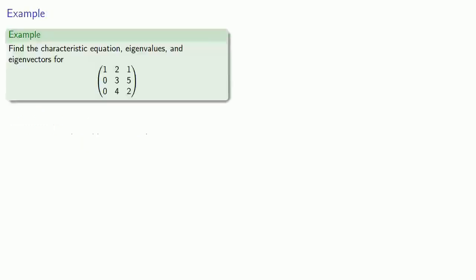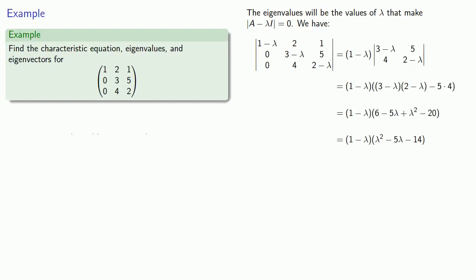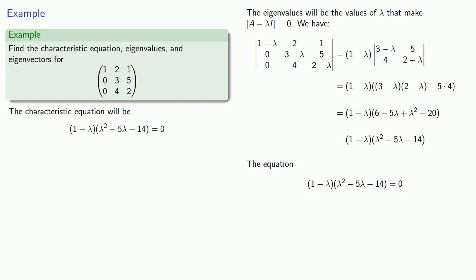For example, suppose we want to find the characteristic equation and all eigenvalues for this matrix. The eigenvalues will be the values of lambda that make our determinant of A minus lambda I equal to 0. So we'll find the determinant, and the determinant equal to 0 is the characteristic equation. This equation has solutions lambda equals 1, 7, and negative 2. These will be the eigenvalues.